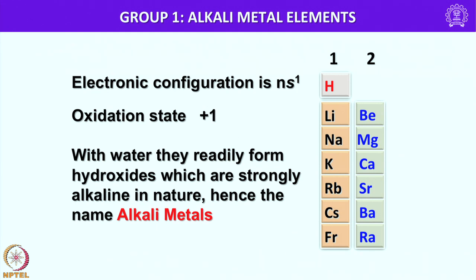The important feature of alkali metals is that the group oxidation state is +1, and these metals readily react with water to form hydroxides, which are strongly alkaline in nature, and hence the name alkali metals. Since they react very readily with water to form the corresponding hydroxides, which are strongly basic in nature, they are called alkali metals. Sodium and potassium are abundant, whereas lithium, rubidium and cesium are less abundant, and francium is highly radioactive. The longest lived isotope of francium is francium-223, which has a half life of about 21 minutes.